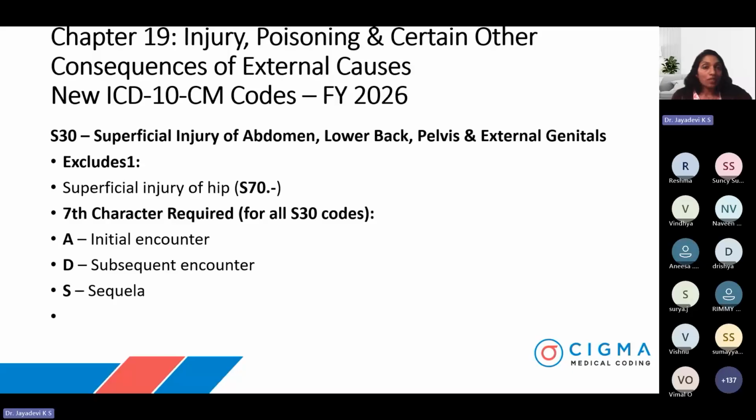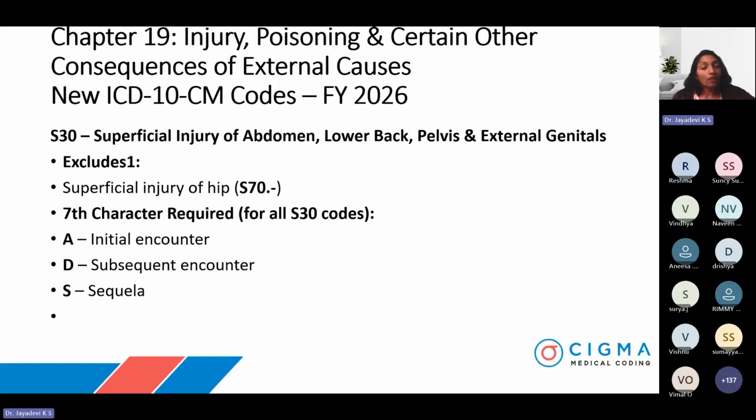Now, chapter 19. Injury, poisoning, and certain other consequences of external causes. A lot of codes have been added. S30 is superficial injury of the abdomen, lower back, pelvis, and external genitals. Here it excludes superficial injury of the hip. I never code it with this one. It is specifically for the abdomen, lower back, pelvis, and external genitals. The hip code is separately there. So never code them with that.